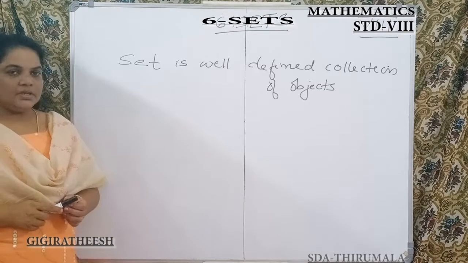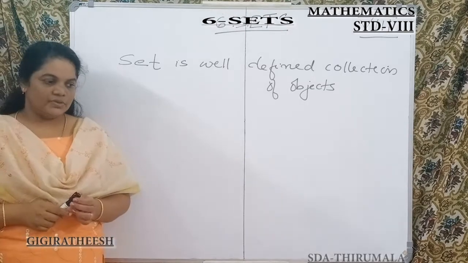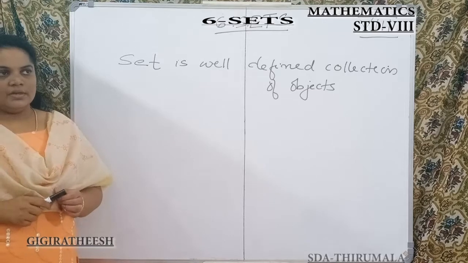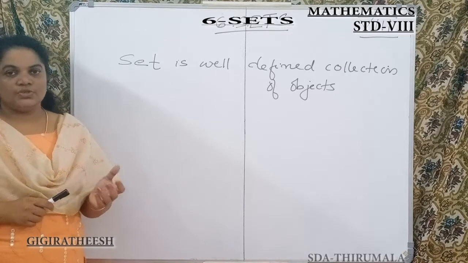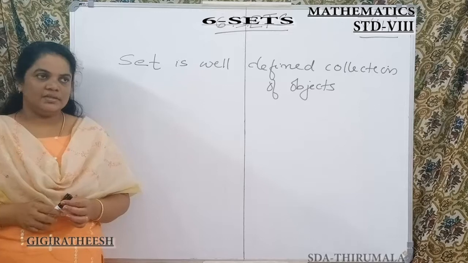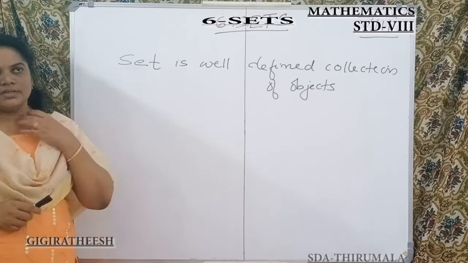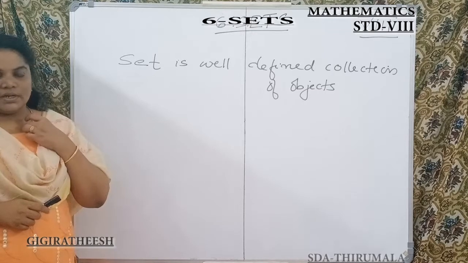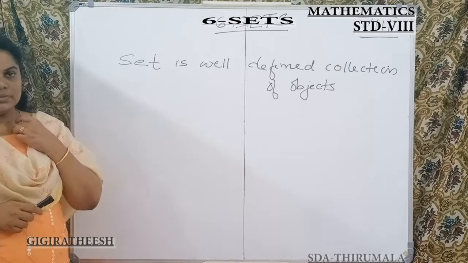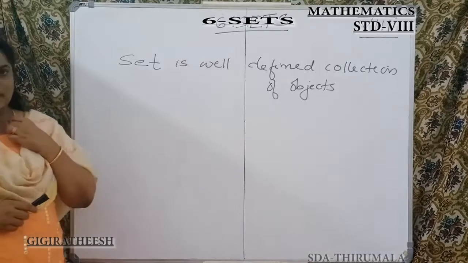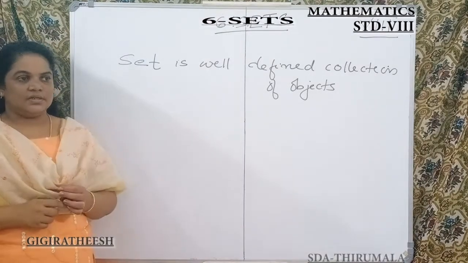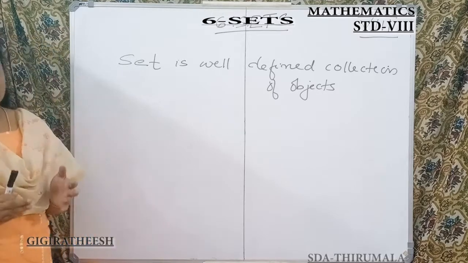For example, in your class, there is a collection of the names of students starting with A. There are so many students in your class with names starting with A: Amrita, Archana, Ashwin, etc. That is a well-defined collection.